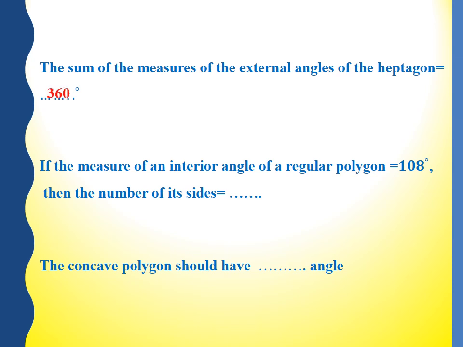The sum of the measures of the exterior angles of the heptagon equals 360. We said that the sum of the exterior angles of any convex polygon is a constant number, which is 360 degrees. If the measure of an interior angle of a regular polygon equals 108, then the number of its sides: the rule is 360 divided by (180 minus x). x is the measure of the interior angle. 360 divided by (180 minus 108) equals 5. The concave polygon should have a reflex angle.